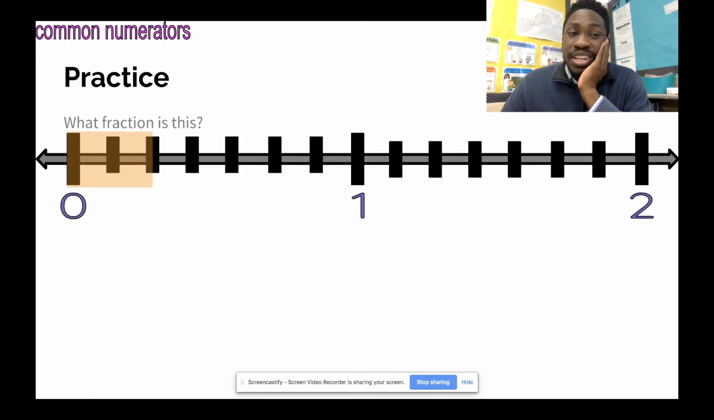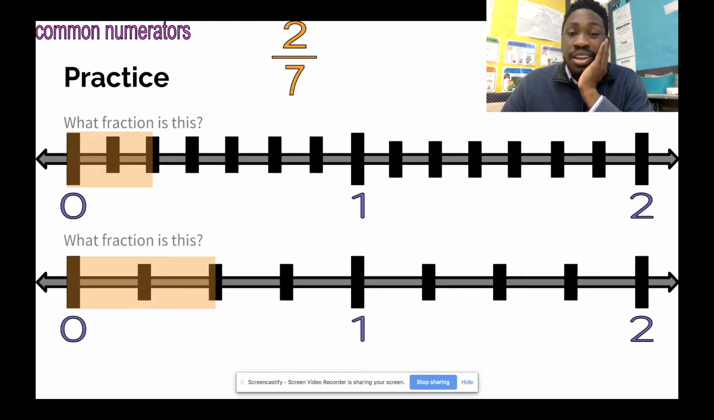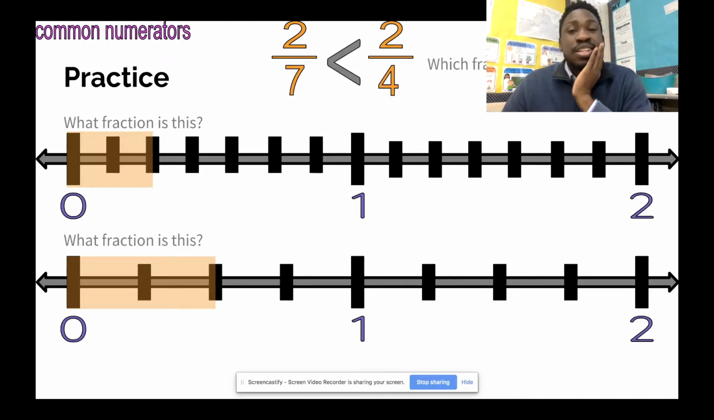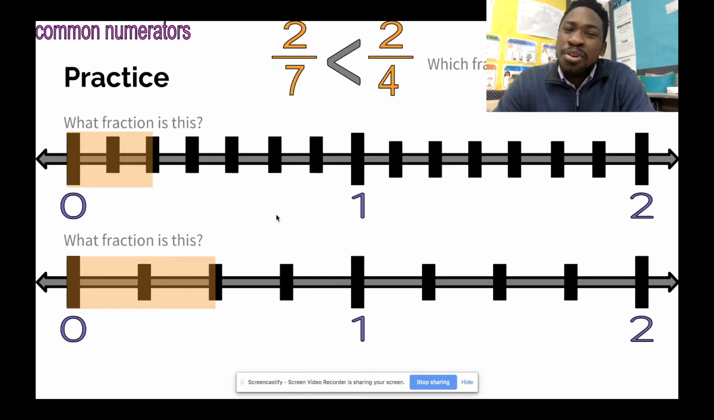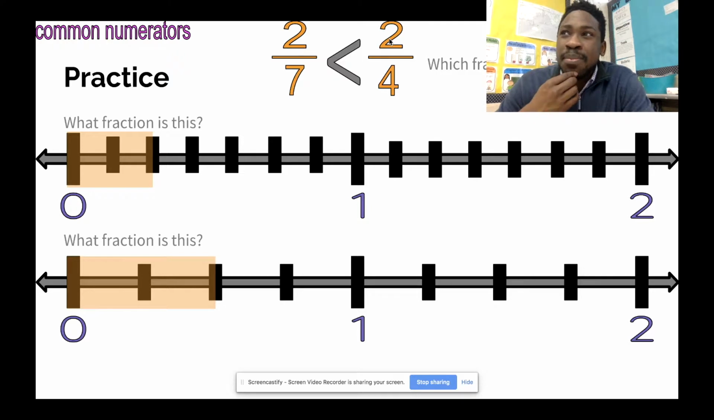All right, what fraction is this? It's 2 out of 7, 2/7, and then this is 2/4, right? And then we will compare it as 2/7 is less than 2/4. All right, I wonder if I'm noticing anything yet based on when the numerators are the same. What does that mean for how I should compare them? If the numerators are the same, we have 2 of these 7s, and I'm comparing it to 2 of the 4s.